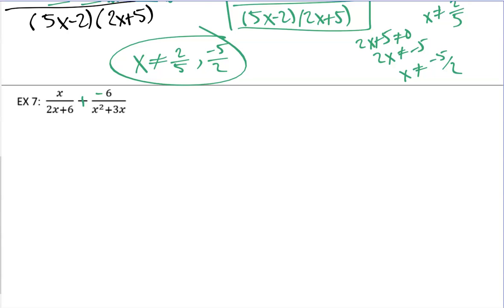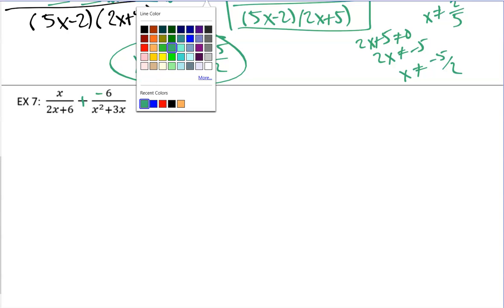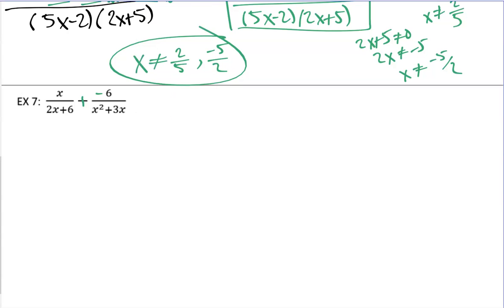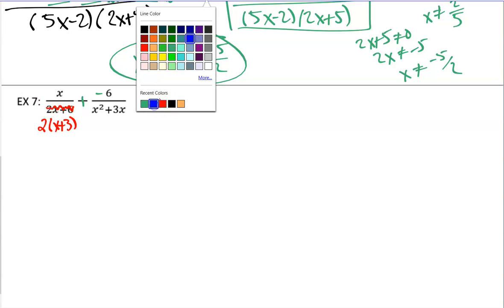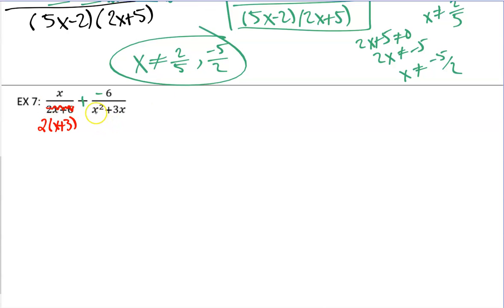All right, next, I have to factor my denominators. Excuse me. 2x plus 6, I can factor it. I can factor out the greatest common factor, which is a 2. So this is 2 times x plus 3. And then my other denominator, what do we have? x squared plus 3x. This one I can factor out an x, so it becomes x times x plus 3.